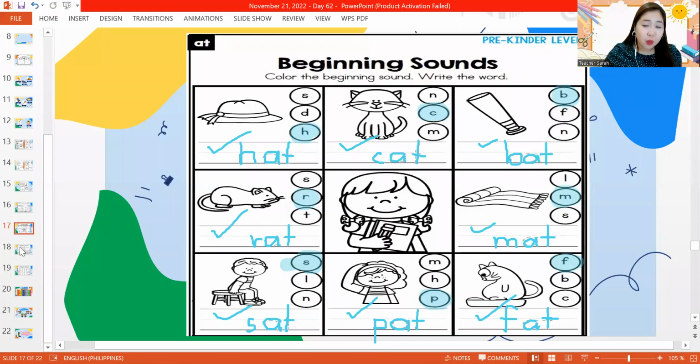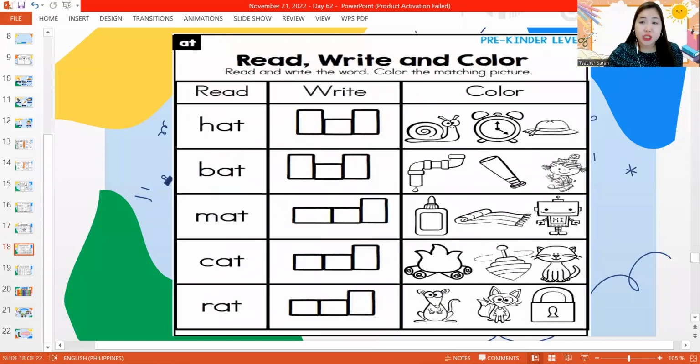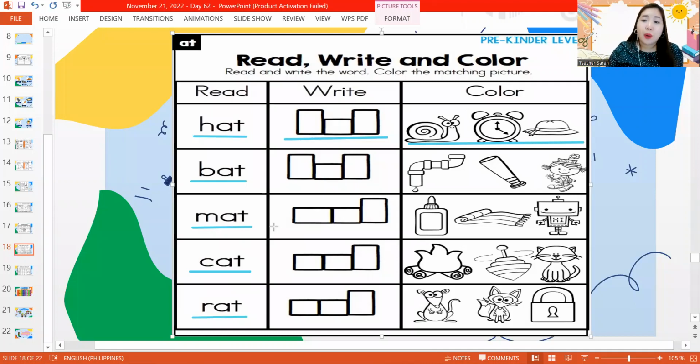So we still have 2 pages left. Let's have the first one. This is the word hat. Very good. So I want you to write the word hat and you color the word hat, okay? Next one, we have the word bat. Very good. Next one, we have the word mat. Good job. Next one, we have the word cat. And lastly, we have the word rat. Very good. So pause the video now so you can finish your work.